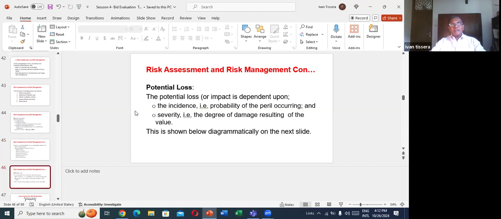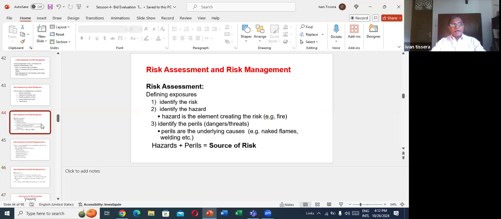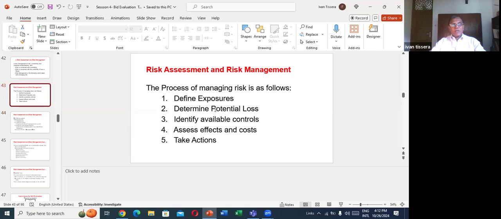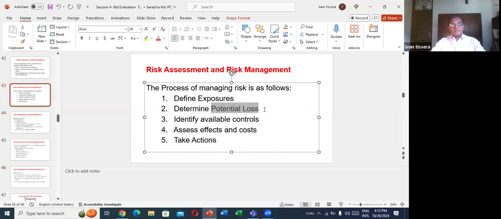The risks and risk management. What are the potential losses? Here we say risk losses. These are potential losses, right?